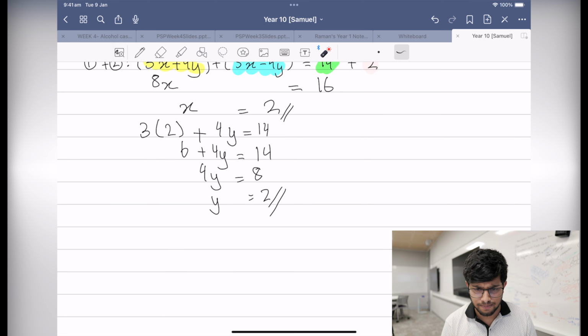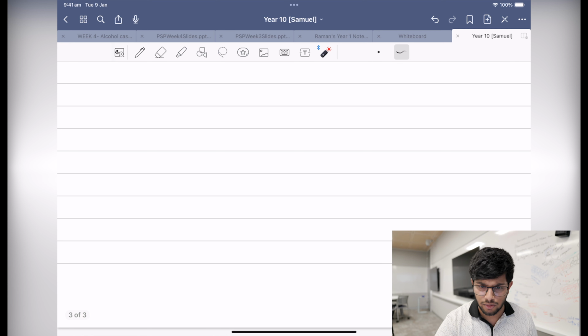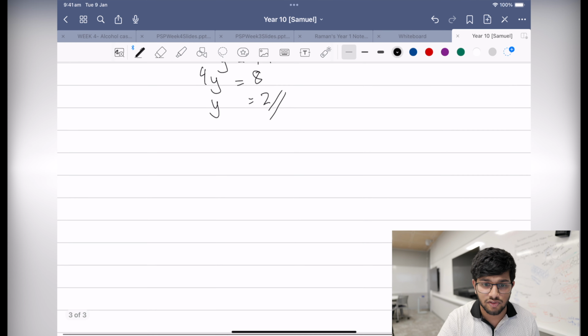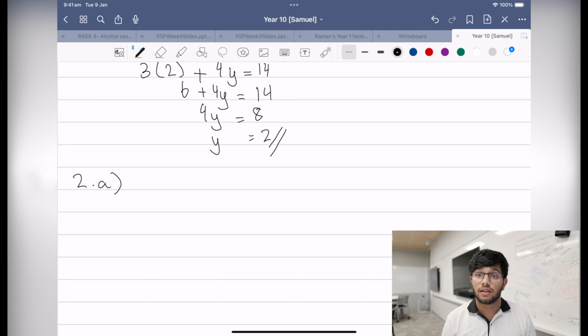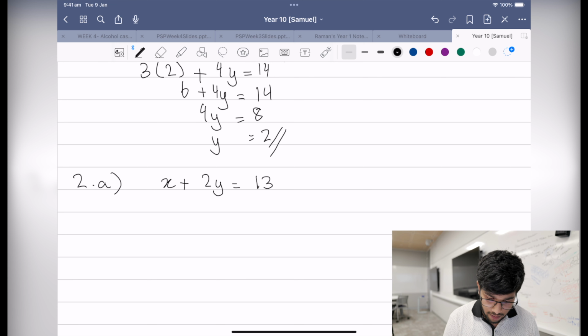Let's just say instead, I'm trying to find an example where I can subtract them. Nice. Let's take question, so this is 4.6, question 2a. Let's just say hypothetically that equation 1 will be x plus 2y is equal to 13, and equation 2 is 5x plus 2y is equal to 23.